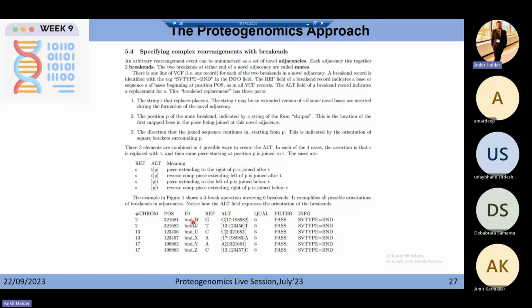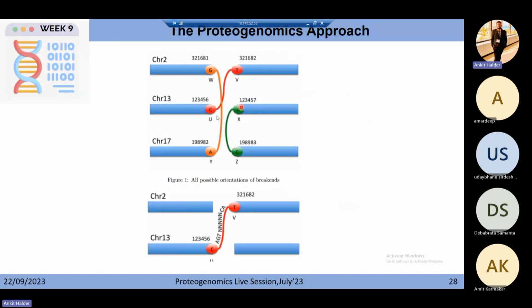Then the string T replaces the place of S, and this is the meaning. P extending to the right is joined after T. Reverse from P, extending left of P, is joined before T. These brackets and those things become quite important to understand. This is how you will record breakends, joined from here to here, with all possible orientations of the breakends.